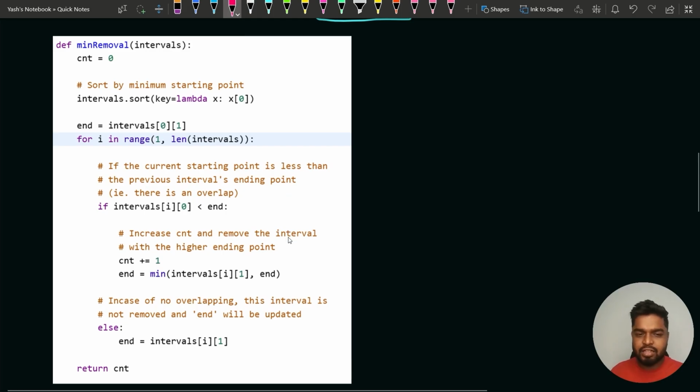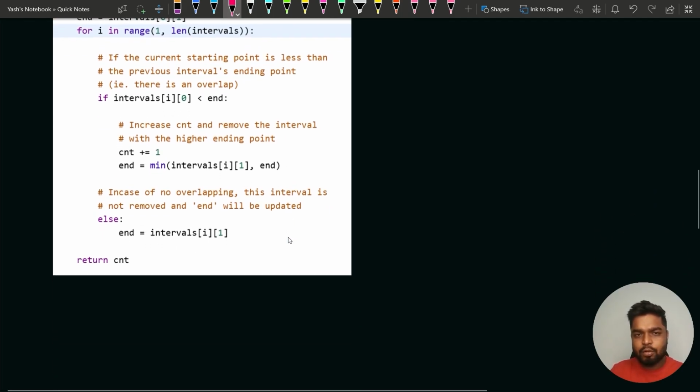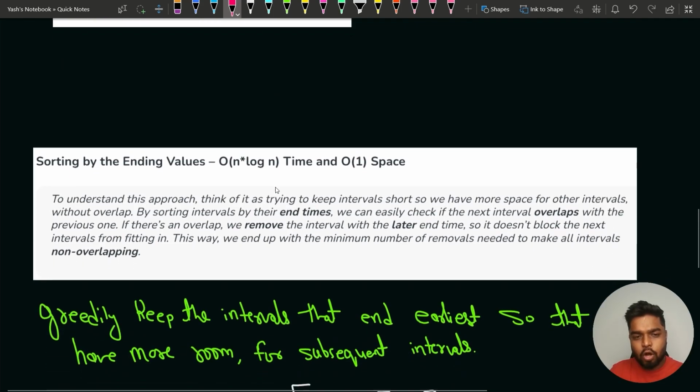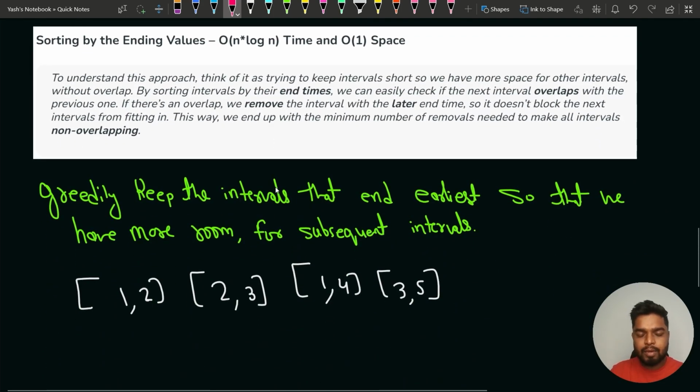Now after this, let's consider the case where we can solve this again using sorting, but here we can sort according to the ending time. Now why would sorting according to the ending time work? Because the idea is that we'll try to greedily keep the intervals sorted according to the earliest ending. If you arrange the intervals according to the earliest ending, in such a case you will be considering those intervals which have lesser ending time.